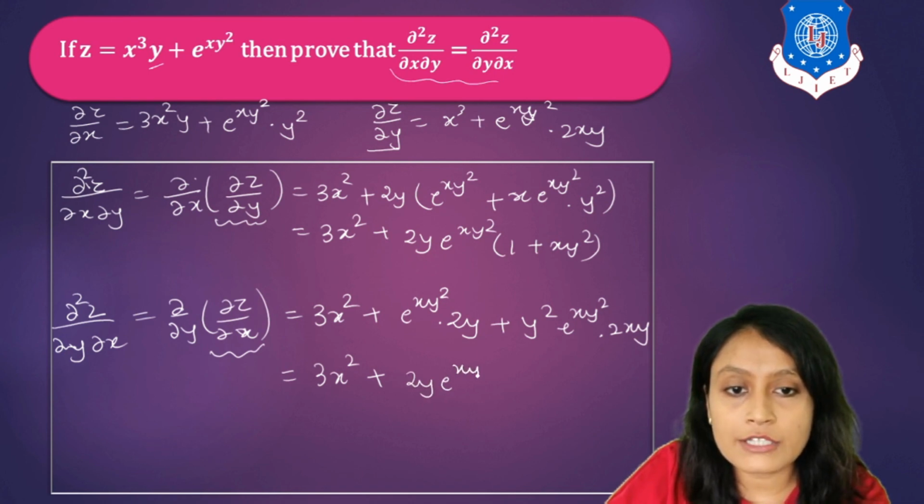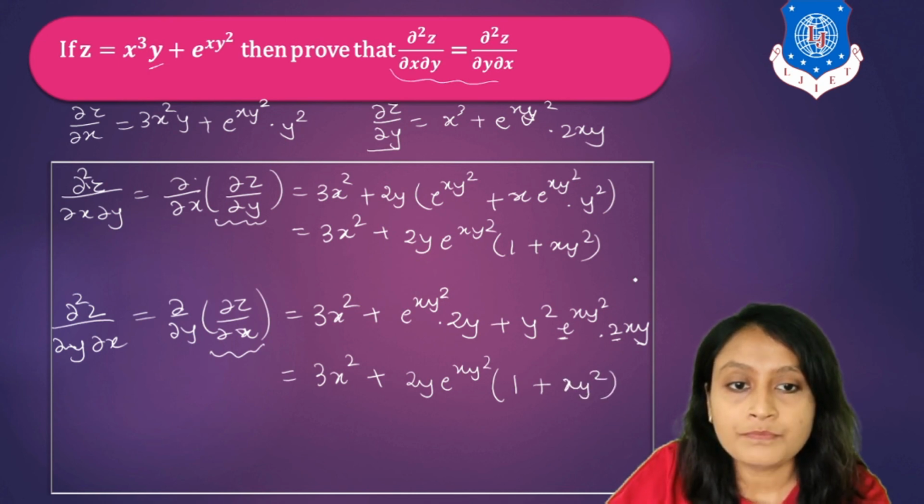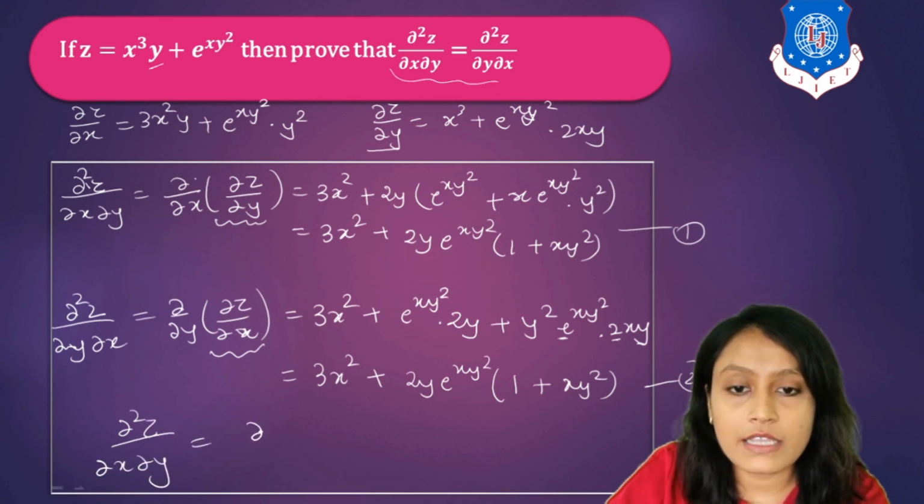So 2y e raised to x y square. Now here we have 1 plus, this y times 2 and this term is out, so we have only x y square. So from this you can say that both the terms are same, so we can say that del square z by del x del y is equal to del square z by del y del x.